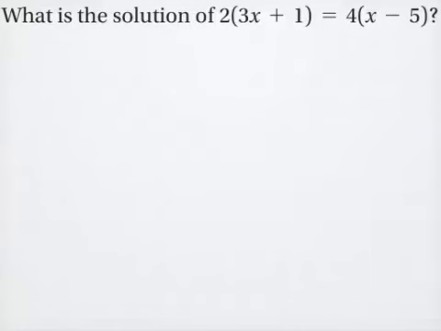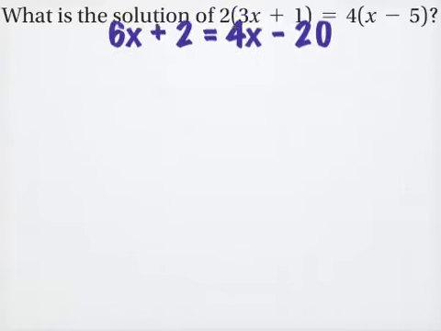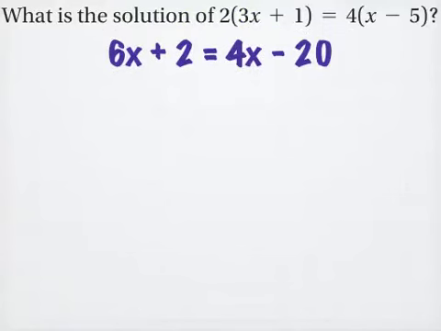The next example says, what is the solution of 2 parentheses 3x plus 1 equals 4 parentheses x minus 5? If you remember the last lesson that we talked about, this is going to use the distributive property. We need to multiply everything on the inside of the parentheses on the left side of the equation by 2, and everything inside of the parentheses on the right side of the equation by 4. When we do that, we get 6x plus 2 equals 4x minus 20.